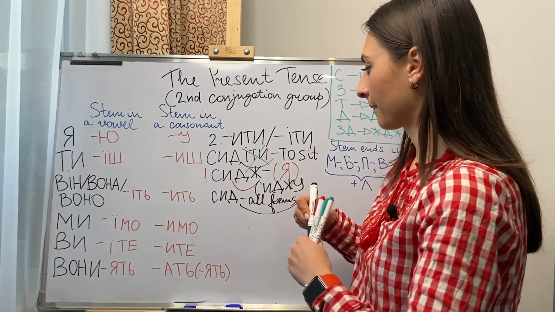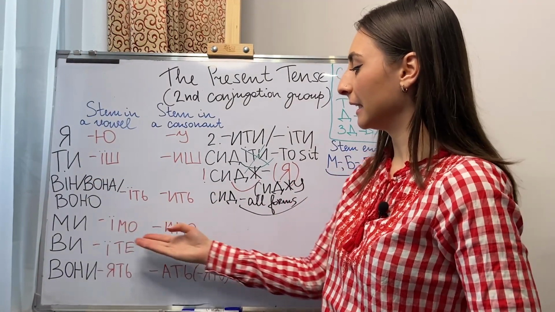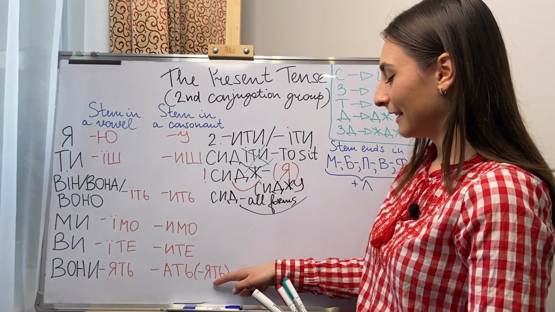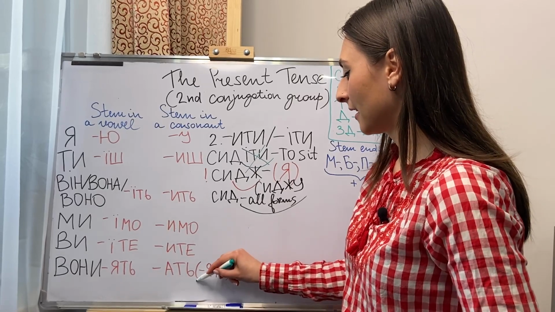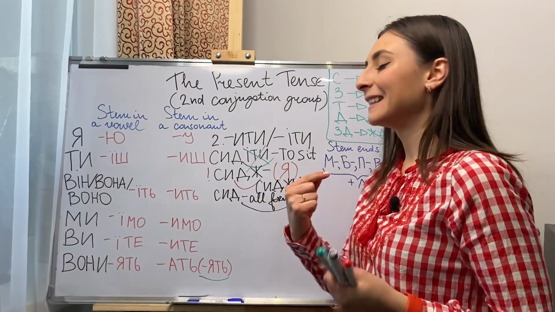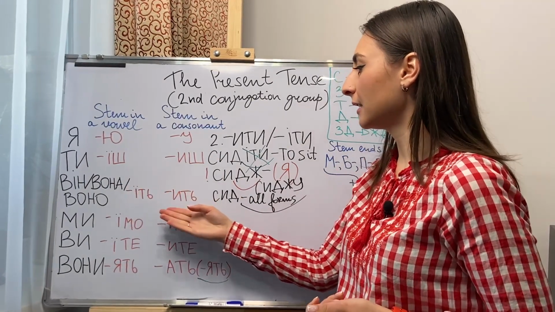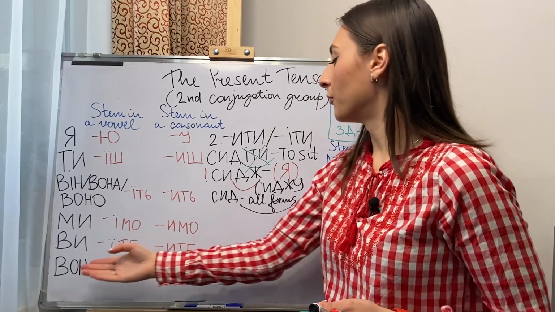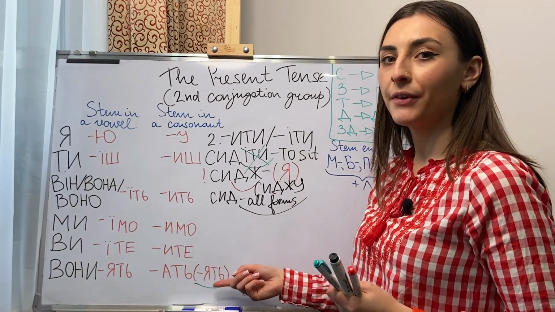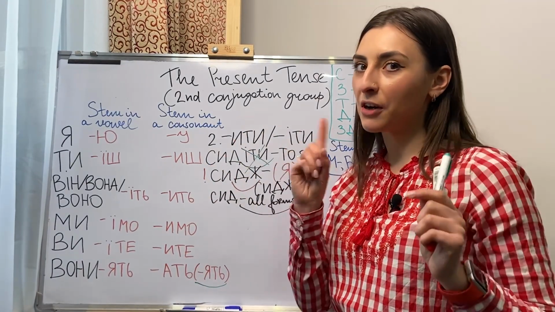Pay attention, guys. Ти сидиш. Він, вона, воно сидить. Ми сидимо. Ви сидите. Вони сидять. Here it is, guys. It is a little bit difficult, I know, but you need to practice, you need to remember these forms. Я сиджу, I sit. Ти сидиш, він, вона, воно сидить. Ми сидимо, ви сидите. Вони сидять. Exceptions, guys, pay attention. I give you examples with the exceptions in this video lesson. Please write them all down.